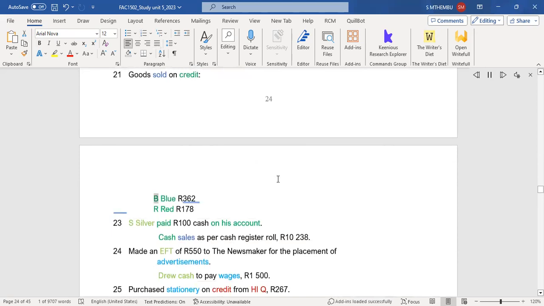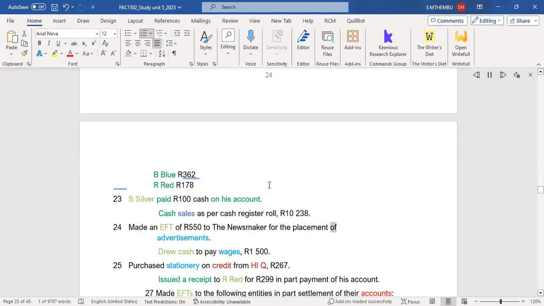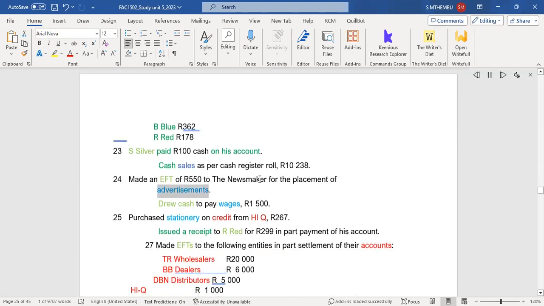Goods sold on credit. B Blue, R362, R Red, R178. S Silver paid R100 cash on his account. Cash sales as per cash register roll, R10238. Made an EFT of R550 to the newsmaker for the placement of advertisements. Drew cash to pay wages, R1500. Purchased stationery on credit from HIQ, R267. Issued a receipt to R Red for R299 in part payment of his account.